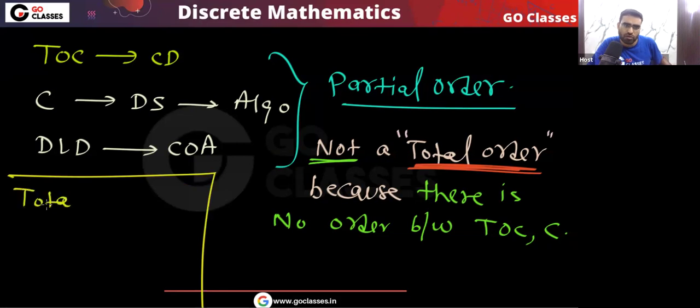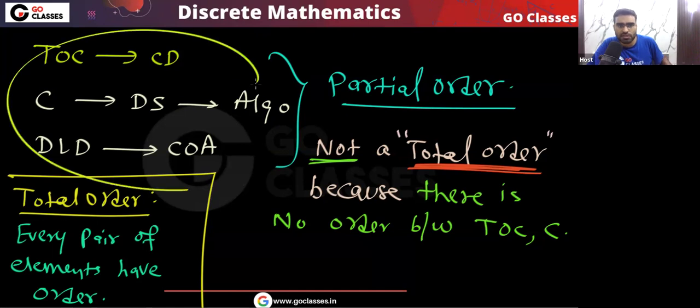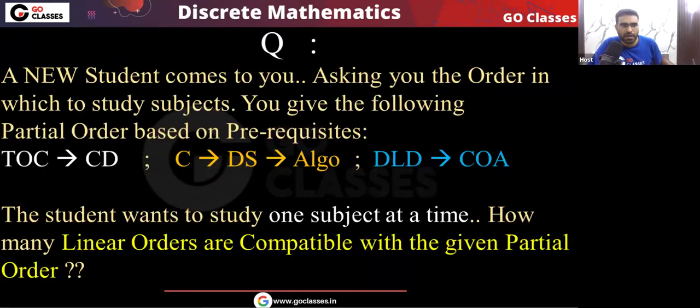What is total order? Total order means every pair of elements are comparable. Whatever two elements I give you, they have order. This is the definition of total order. So you can see this order that you are giving is a partial order, but it is not a total order.